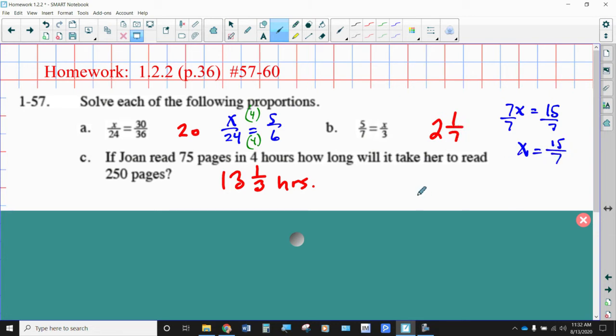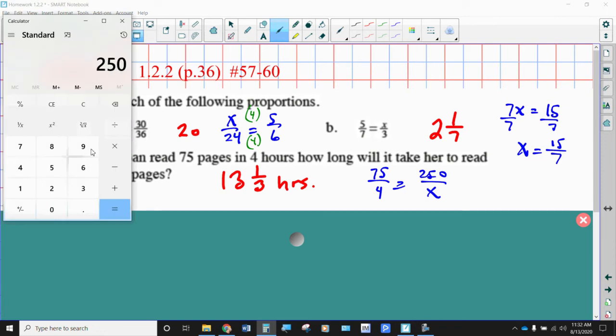Here, if Joan reads 75 pages in 4 hours, how long will it take to read 250? Well, we know this is proportional because number one, I guess we don't know that she's reading at a constant rate of speed, but it does kind of imply that. But more importantly, the fact that if you spent no time reading, you wouldn't read any pages. So we'll write this ratio, 75 over 4 is equal to 250 over x. And I'm wondering what is 250 divided by 75?